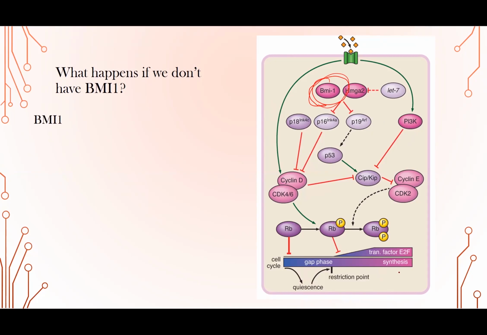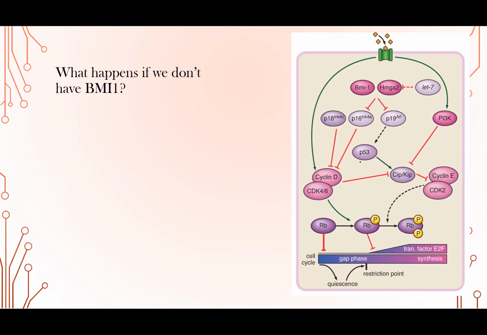So let's make it simple by just drawing out the BMI1 pathway. So BMI1 inhibits P19, and then P19 activates or is acting on P53, and then P53 is activating KIP, and then KIP is inhibiting cyclin E, and cyclin E is phosphorylating RB for the second time, which allows the cells to go through the cell cycle.